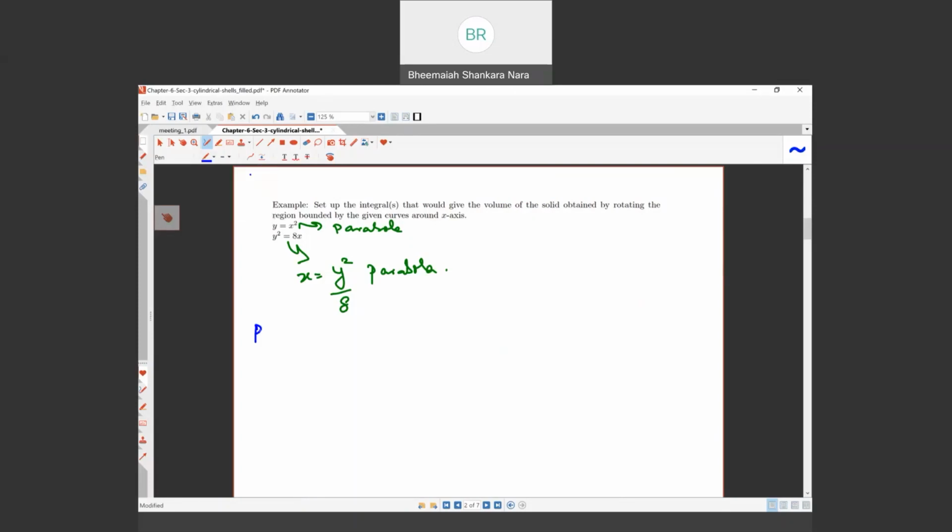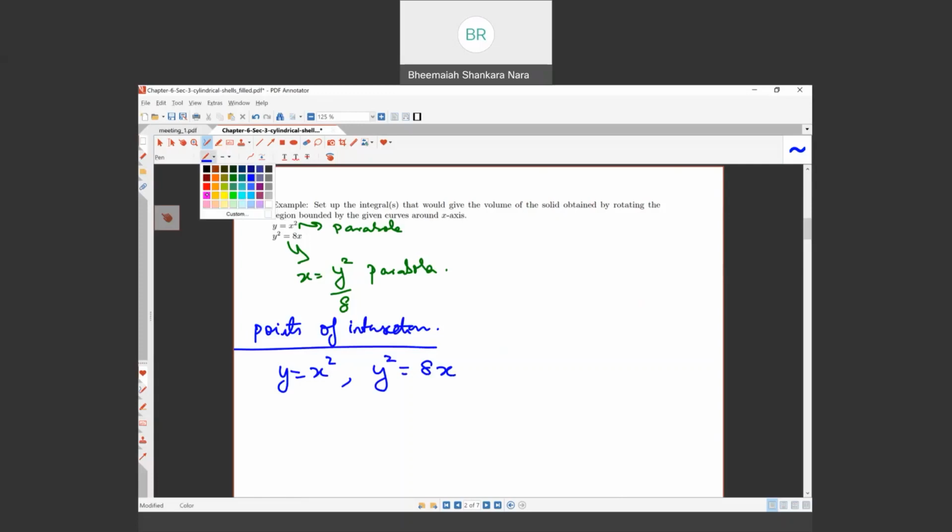So let's do the calculation for points of intersection. We equate the curves y equal to x squared and y squared equal to 8x. Because the left-hand side and the right-hand side are not exactly the same, we plug in y from one curve into the other. So we have (x squared) squared equal to 8x. We try to solve for x.